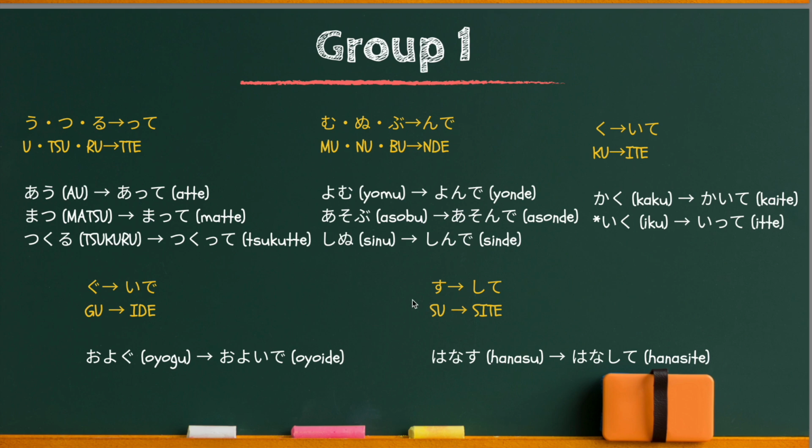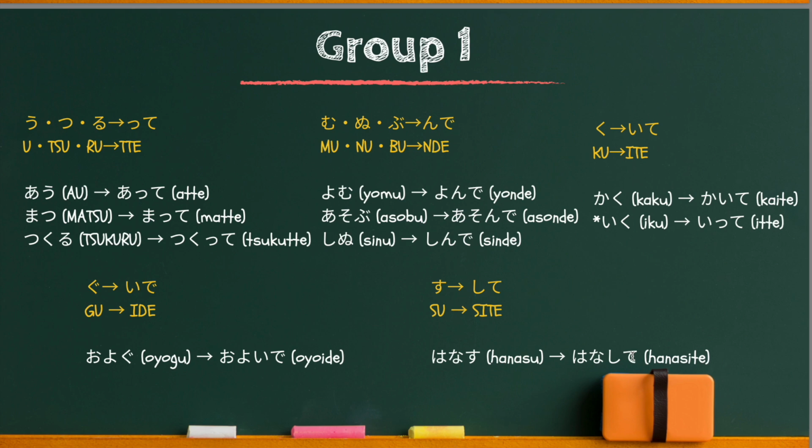Last one, su ending verb goes to shite. For example, hanasu becomes hanashite. So group 1 has those 5 rules in making te form. So take a screenshot of this page or take a memo of this so that later in the exercise you can look at the memo or the screenshot.